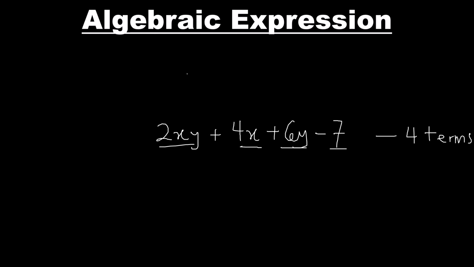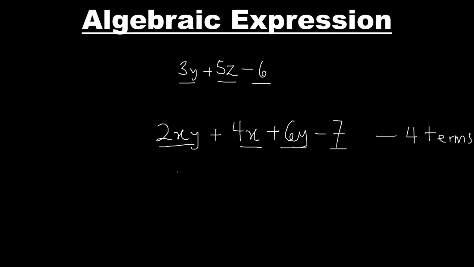What that means is that if we have an algebraic expression like 3y plus 5z minus 6, it has only 3 terms, 1, 2, 3. So the individual parts of the algebraic expression separated by plus and minus, each of them is known as a term of the algebraic expression.